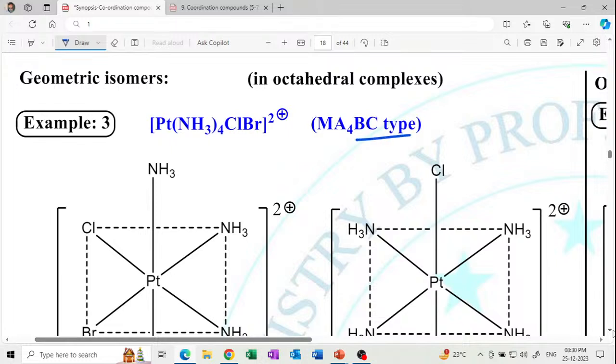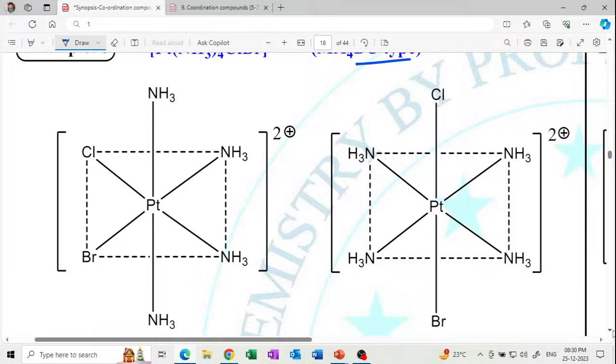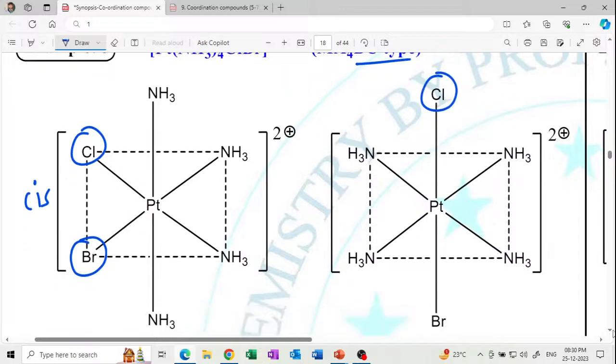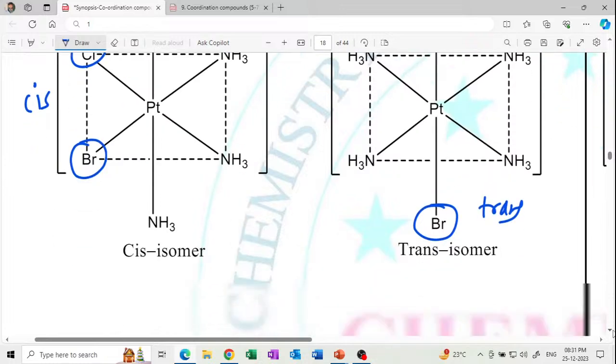MA4BC type. So this is the example. MA4BC type. So this is a Cl and Br on the same side. So this is cis. And Cl and Br, this is trans. So this is the MA4BC type, cis and trans. How to draw the cis and trans isomers?